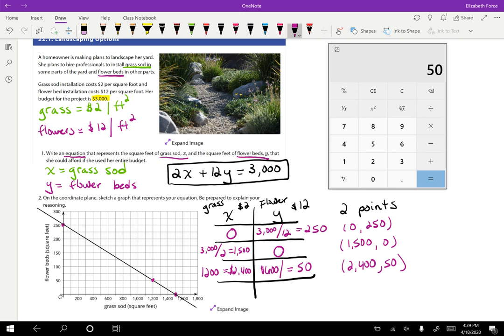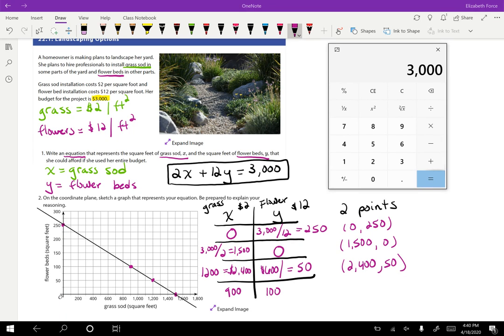And since this is linear, you can actually follow this pattern back up and find more points on this line. So this is down 2 over 3, so up 2, back 1, 2, 3. There's another solution that's at 900. I can get 900 square feet of grass and 100 square feet of flowers. And then you can always double check it. 900 at $2 per square foot, that's $1,800. 100 at $12 is going to cost me $1,200, and there's my $3,000, which is my budget.